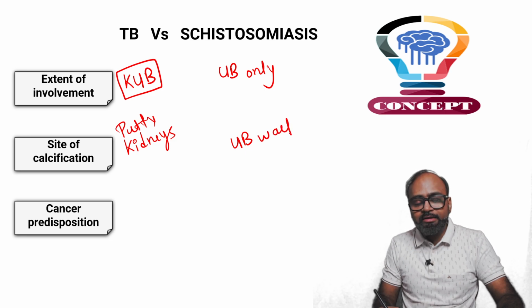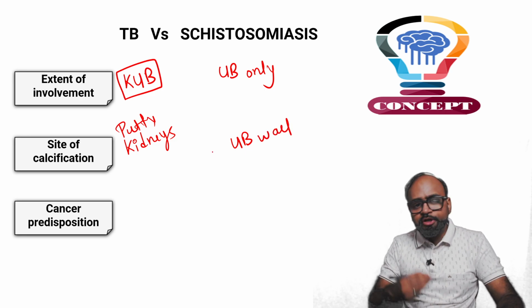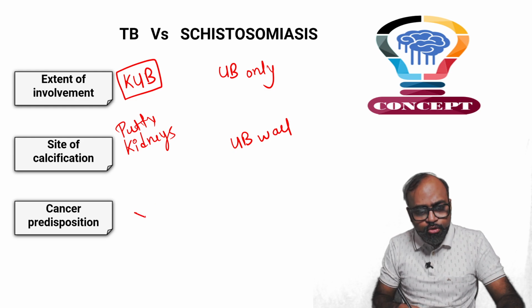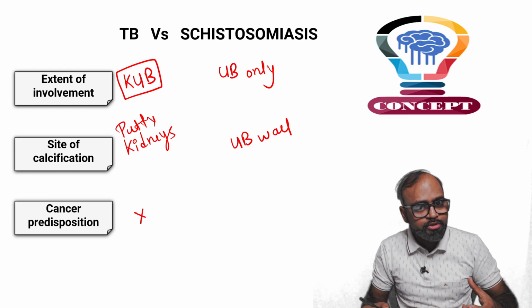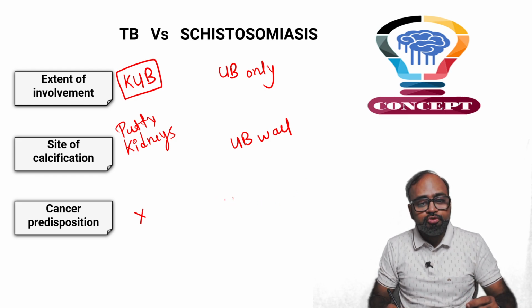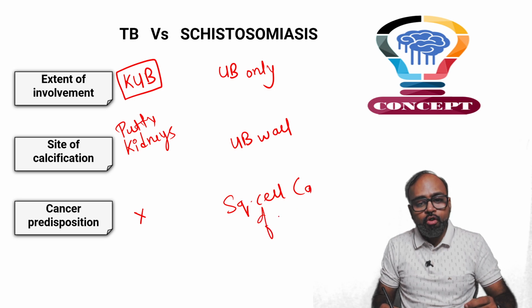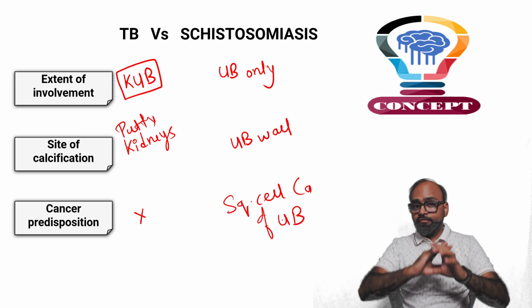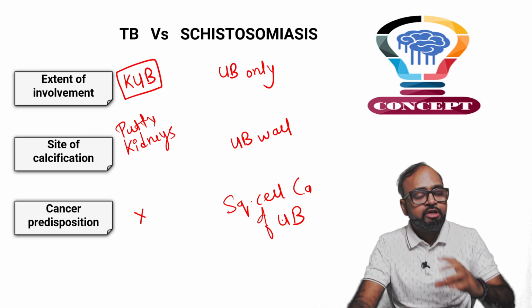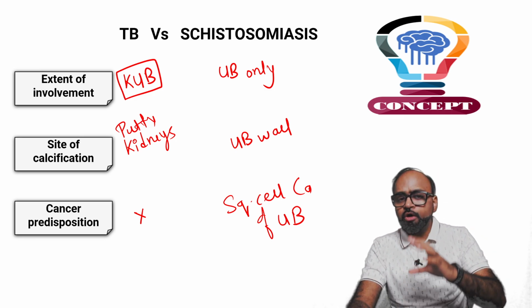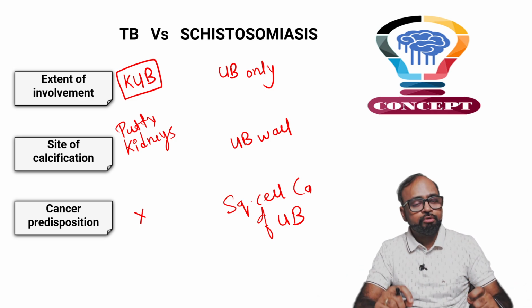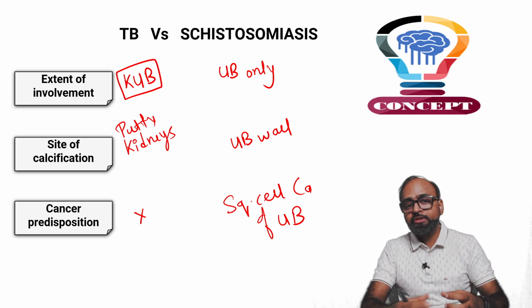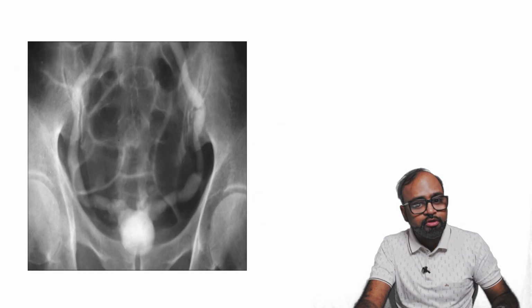Does tuberculosis predispose to any cancer? The answer is no. But schistosomiasis, because of the chronic inflammation it induces in the urinary bladder, predisposes to the development of squamous cell carcinoma of the urinary bladder. So these are a few important clinical differentials between tuberculosis and schistosomiasis. What happens in schistosomiasis is that the parasite lays its eggs along the wall of the urinary bladder, so there is chronic inflammation, fibrosis and calcification of the bladder wall.